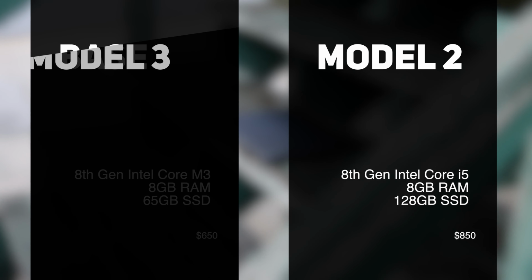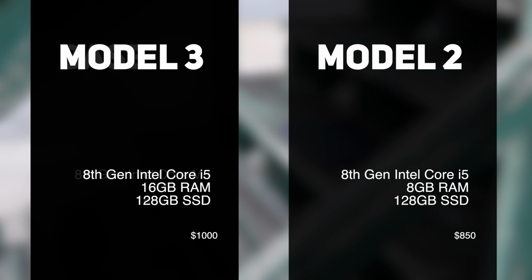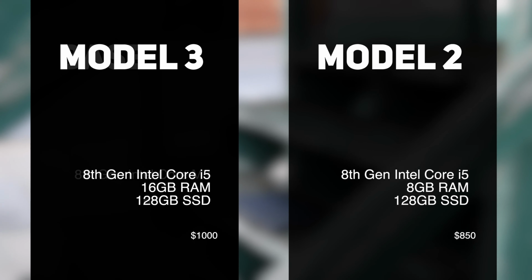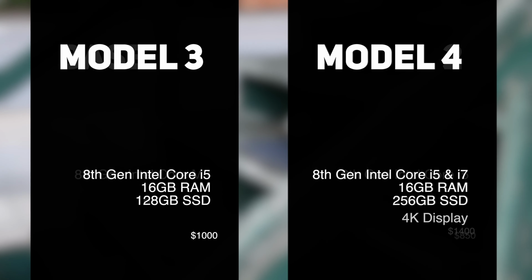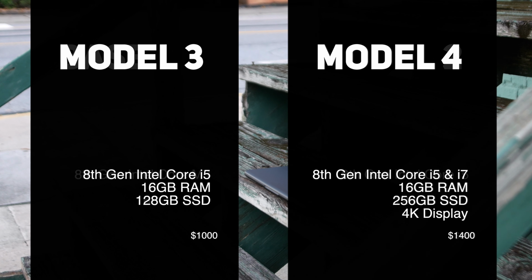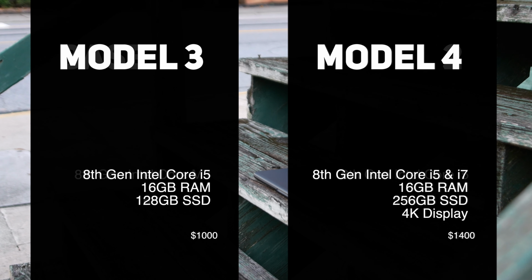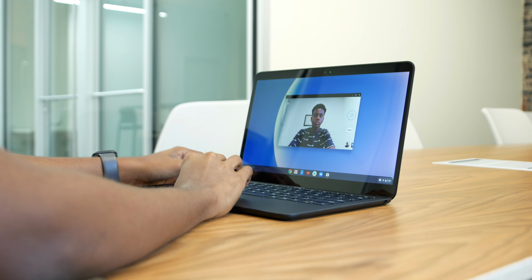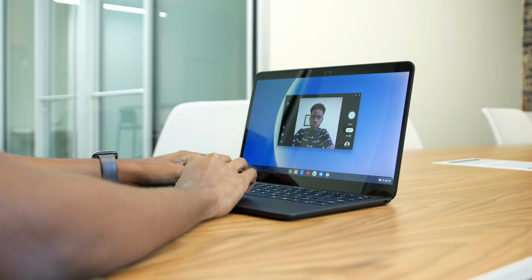For $1,000, you can get that same 8th gen Intel Core i5, 16 gigs of RAM, 128 gig SSD, and a full HD panel. Lastly, if you want the most power, for $1,400, you get an 8th gen Intel Core i7, 16 gigs of RAM, 256 gig SSD, and a 4K panel. And by the way, the front-facing camera is the same in all the different versions of this laptop. They're 2 megapixel, 60fps, and capable of recording up to 1080p video.